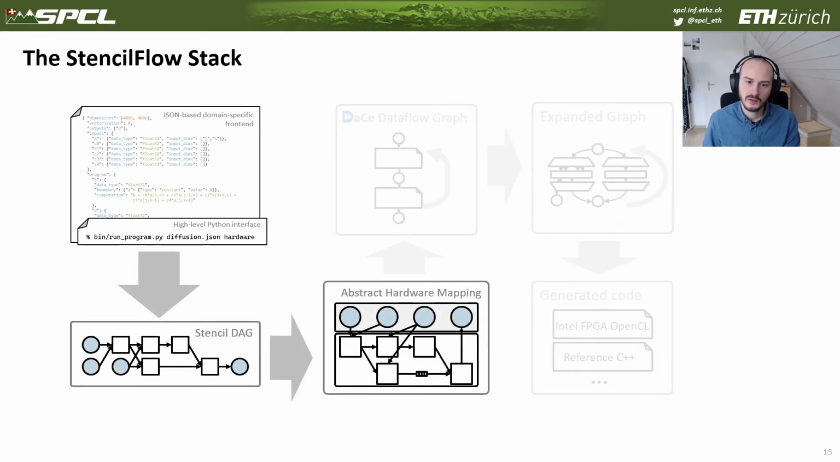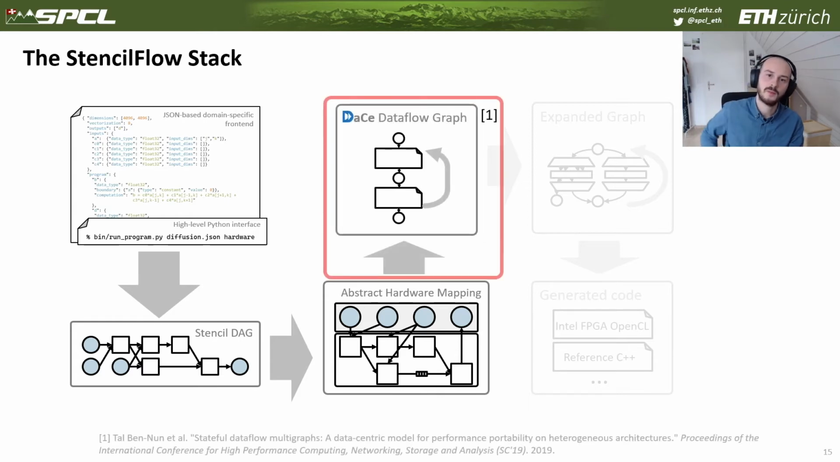So that's the abstract hardware mapping, and now on a conceptual level we have a design which we can fully pipeline and that will not be deadlocked, and that can eventually stream all these different stencil operators at the same time. So now we need to actually start mapping this to something we can compile, and for this we use the data-centric parallel programming framework DaCe as an intermediate representation and code generating framework for StencilFlow.